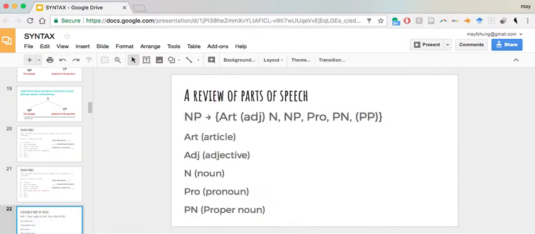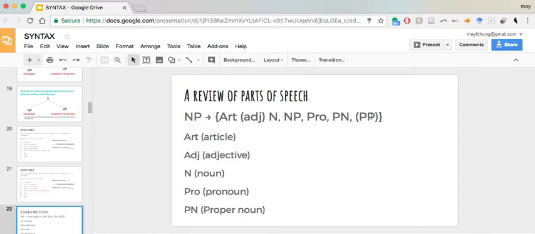So here are all the parts of speech that we've gone over so far. Just a review: we talked about noun phrases, and this right here is similar to the equations that you probably see in your math class. This is called a set. In a set, these are all the things that can occur within a noun phrase. So for example, we have an article, there might be an adjective, a noun. A noun phrase can also consist of another noun phrase, a pronoun, a proper noun, or a prepositional phrase.